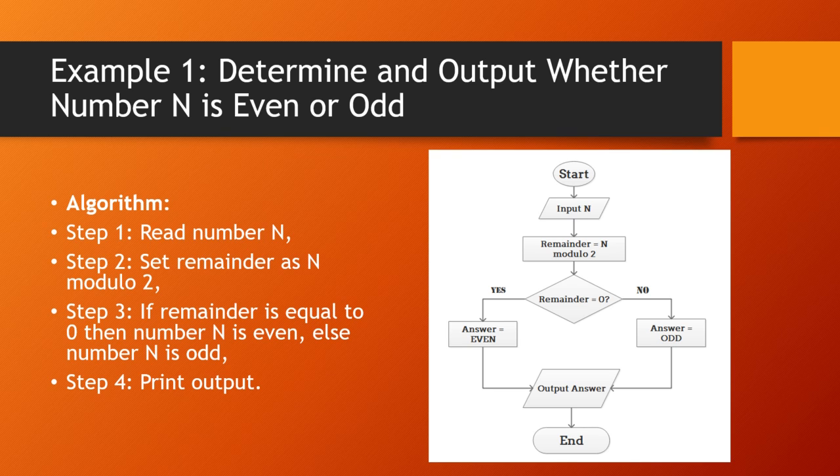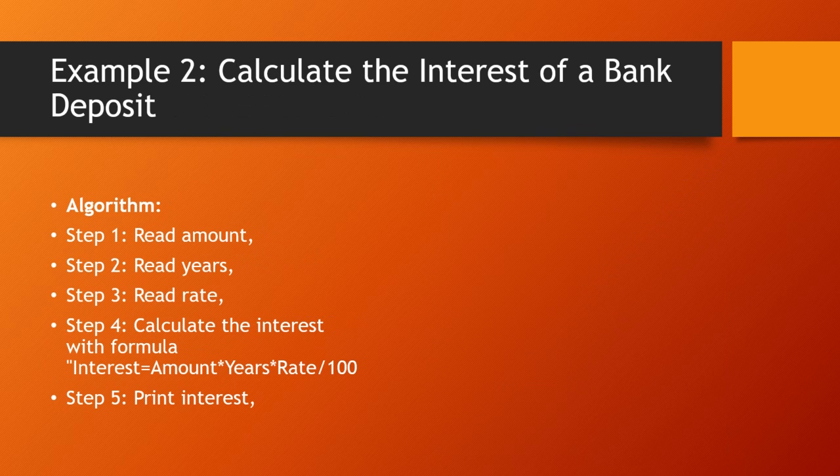Let's have another example. Calculate the interest of a bank deposit. So first step is to read the amount, and then next step is to read the years, and then next is to read the rate per annum, or the interest, and then calculate the interest with the formula: interest is equal to amount times the number of years times the rate divided by 100, and then print the interest.